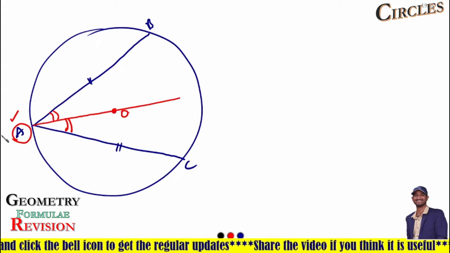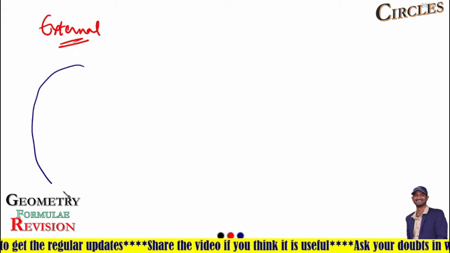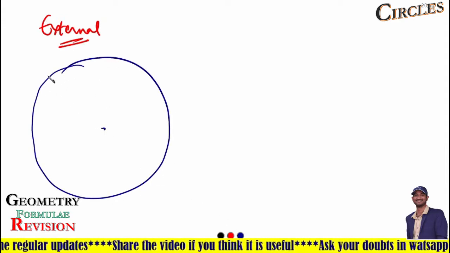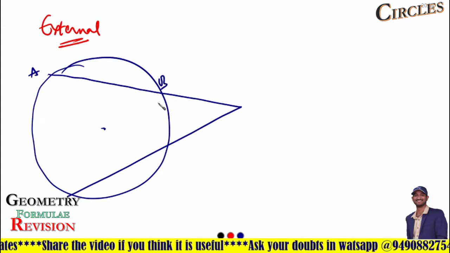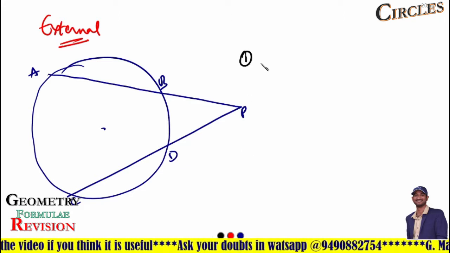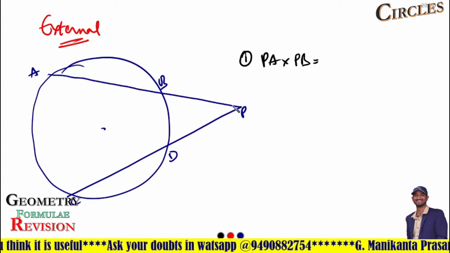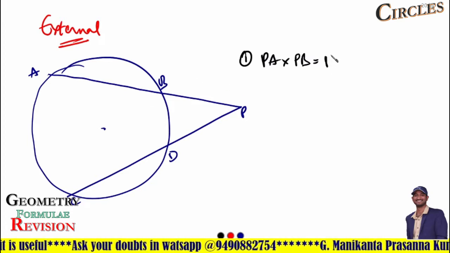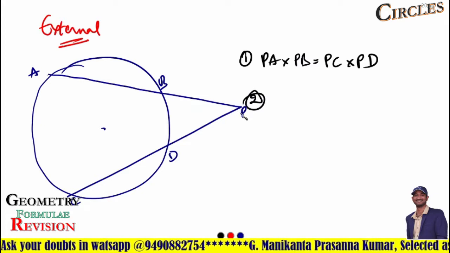Next, external intersecting chords. These are two chords. Okay, they intersect externally. AB and CD intersect at P. Then the first point, PA into PB, the same product of the distances from the intersection point to the extreme points of the chord are equal. PA into PB equal to PC into PD.